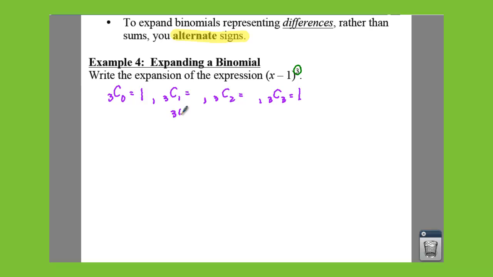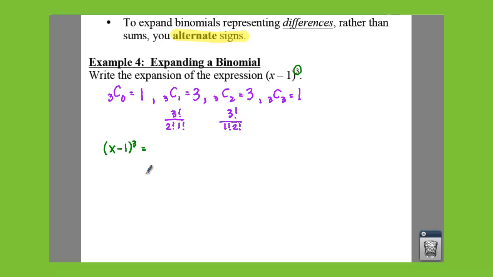So we're going to have a 3 factorial divided by a 2 factorial 1 factorial, which means 1 times 2 times 3 divided by 1 times 2 is just a 3 on top. So you get a 3 here. And if you have a 3 factorial divided by 1 factorial, 2 factorial, well, those are interchangeable, so wouldn't that be the same thing? Yep. So you get a 3 there. So here are your coefficients, and we're going to expand x minus 1 to the third.